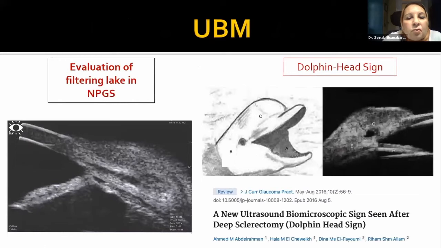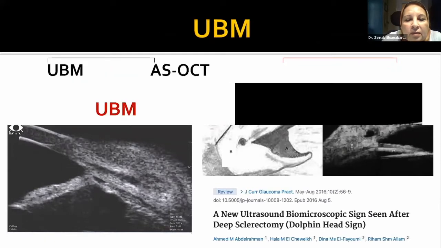The UBM is also very useful for the post-operative examination of cases, especially cases where we want to evaluate the filtration, like non-penetrating glaucoma surgery, showing some sort of a bleb and the lack of filtration. And yesterday, I knew that Dr. Ahmed Abdurrahman and his colleagues, Dr. Hala Shouikh, Dr. Regina and Reham, have published a very nice publication naming the shape of this finding in UBM as the dolphin head sign. As we see, it's very interesting and looks like a dolphin.